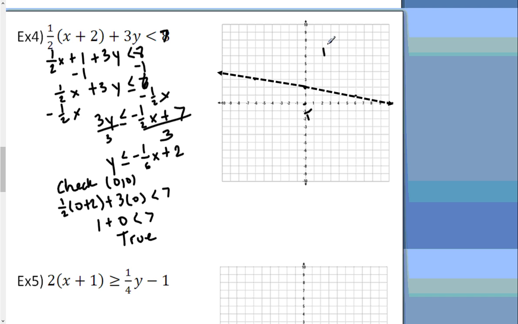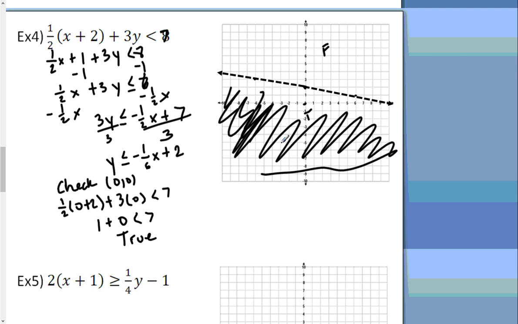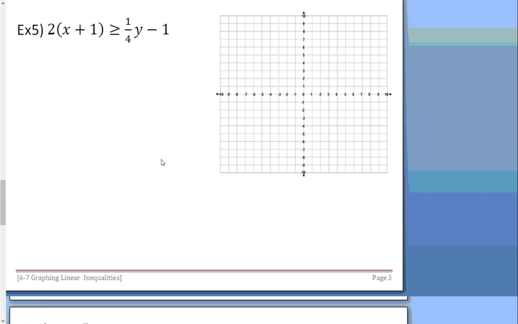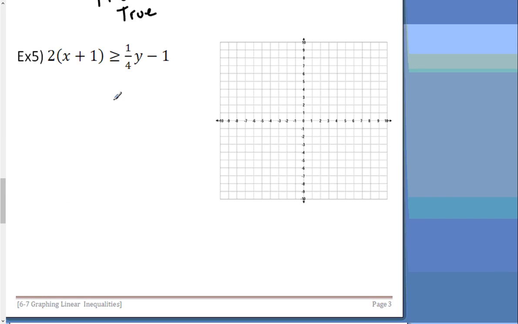Anything up here is false, so that means I shade this area right through here, right? This whole thing shaded in, right? Got it? All right. We got a couple more examples. The last two are real easy.